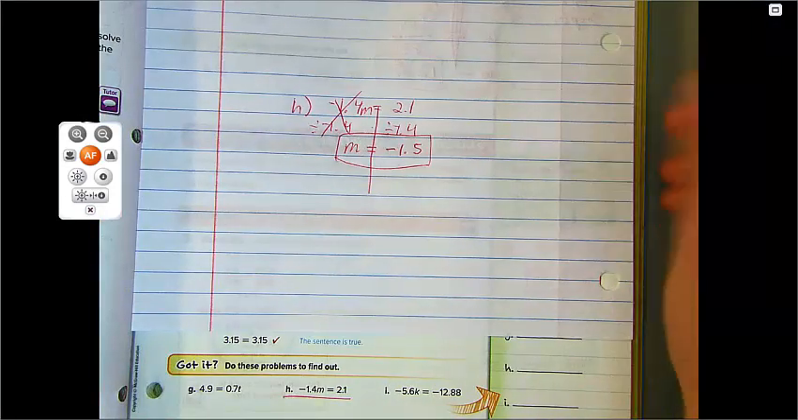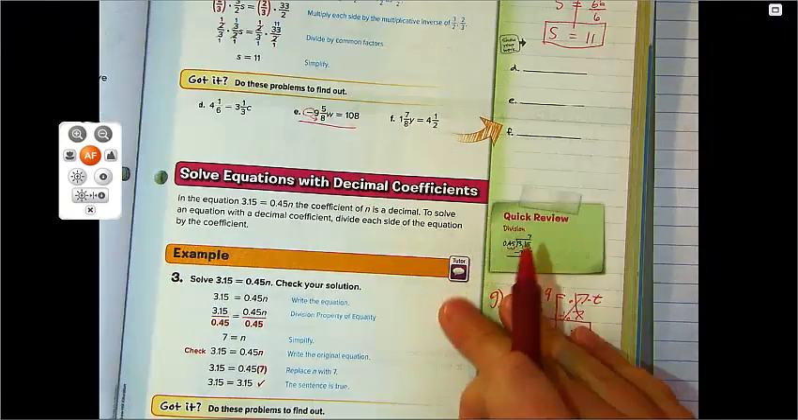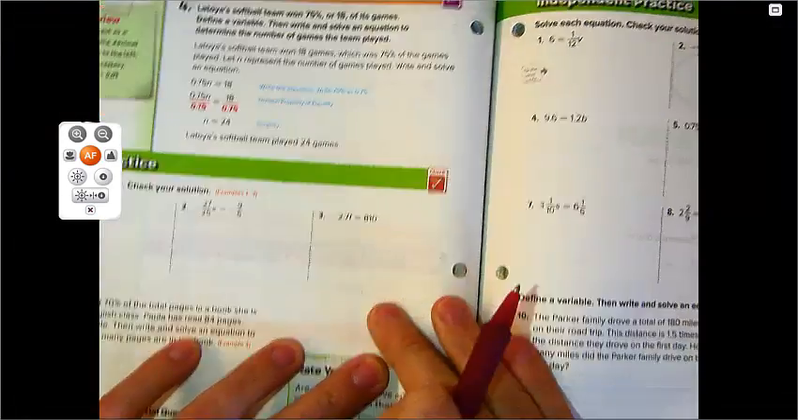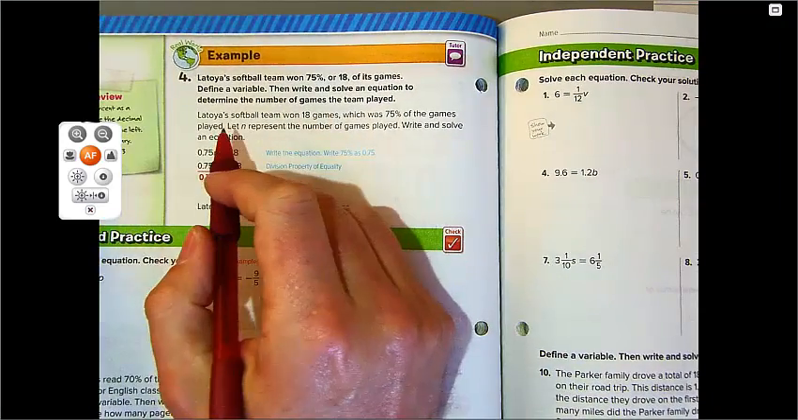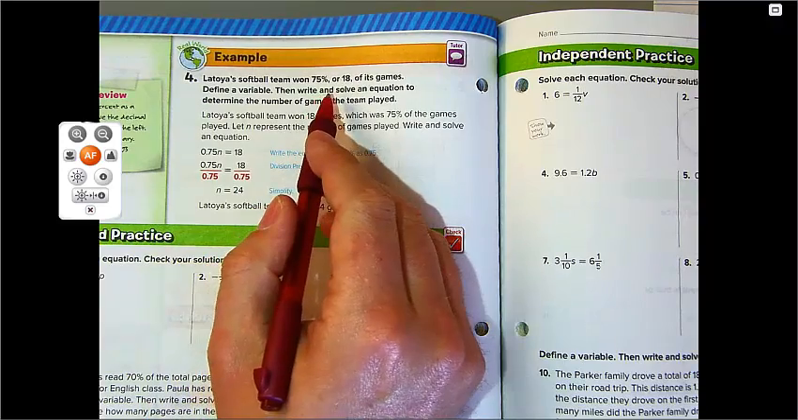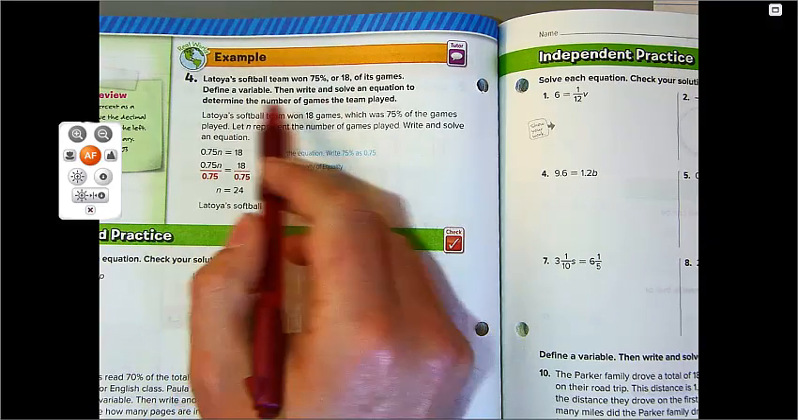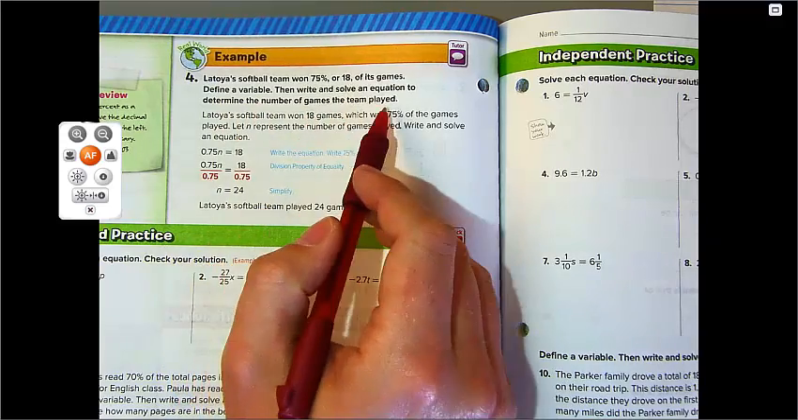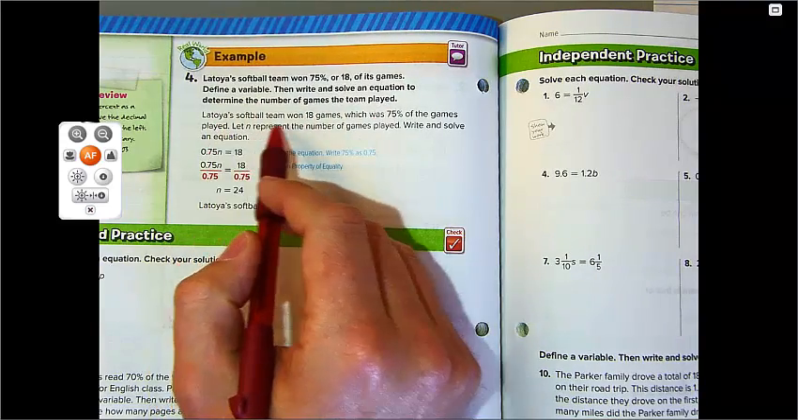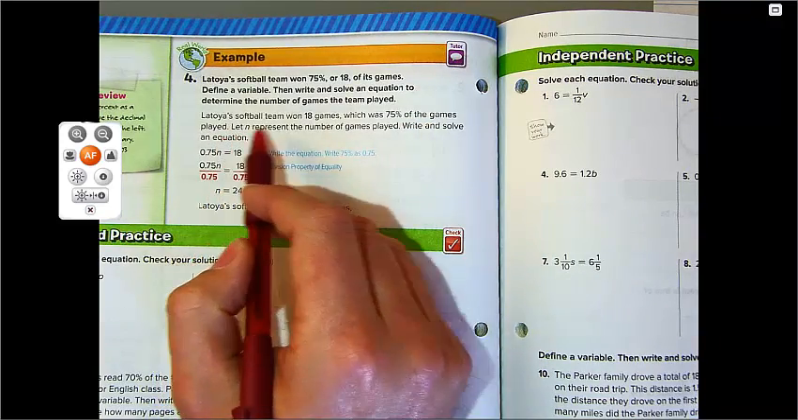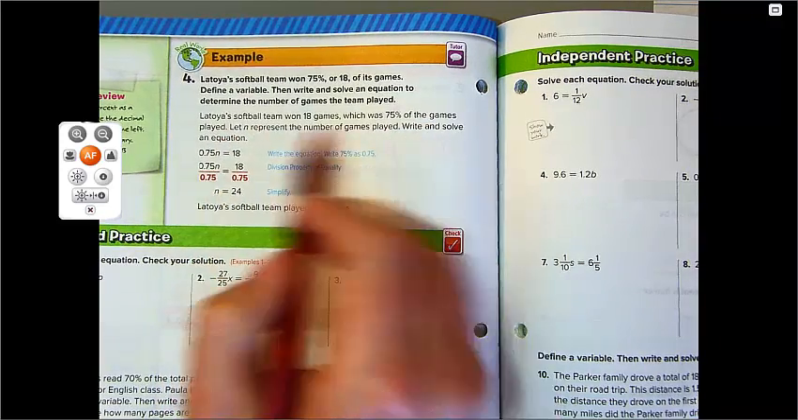Okay, I hope that helps out. Now real fast, let's look at the final example. Here it says Latoya's softball team won 75%, or 18, of its games. Define a variable. Then write and solve an equation to determine the number of games the team played. Latoya's softball team won 18 games, which was 75% of the games played. Let n represent the number of games played. Write and solve an equation.